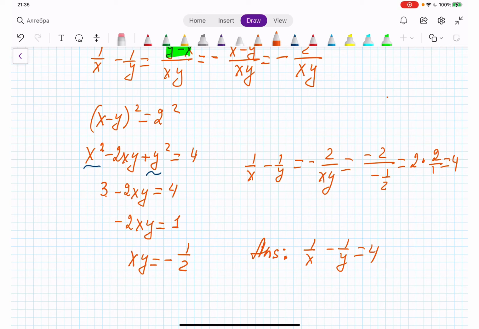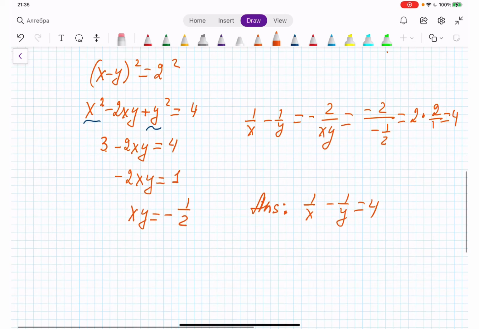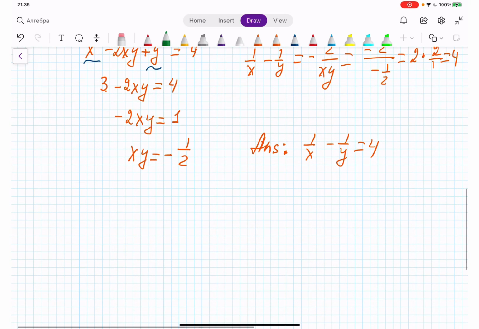Okay, next question. So we have some sequence of numbers: 31, 30, 27, 22, 15. So our question is, what is going to be the next number in the sequence?